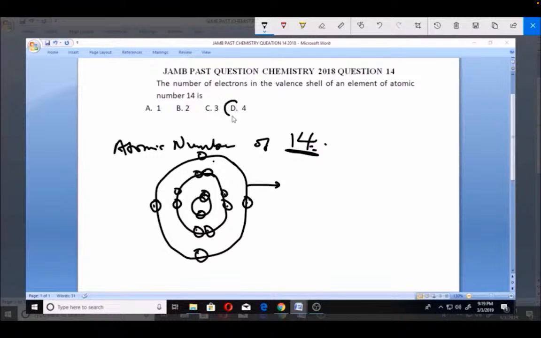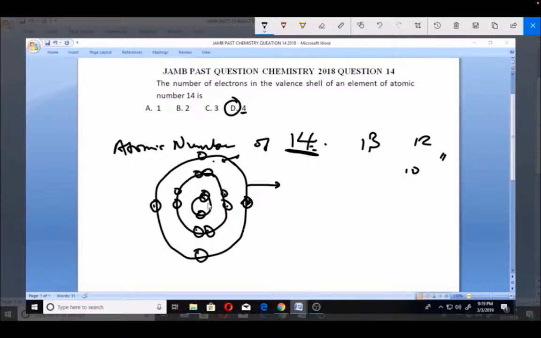So let's say this has an atomic number of 13. What would have been here? It would have been 3. Then 12, the valence electron would have been 2. 11 would have been 1. With 10, it would have been 8, because of this.